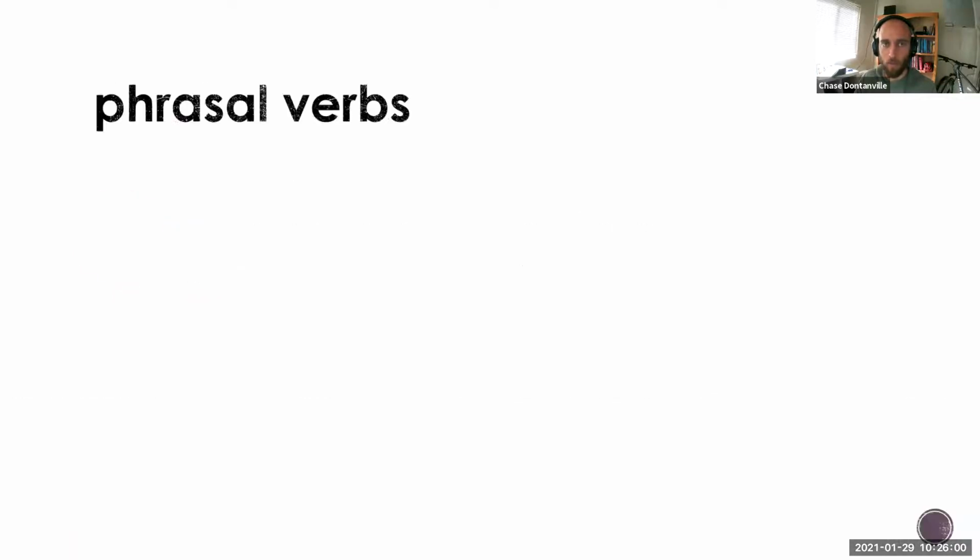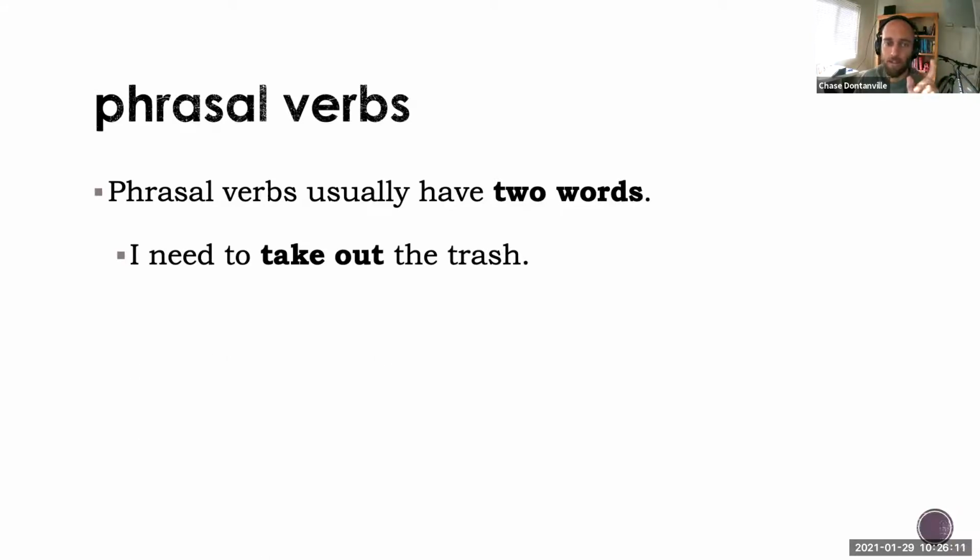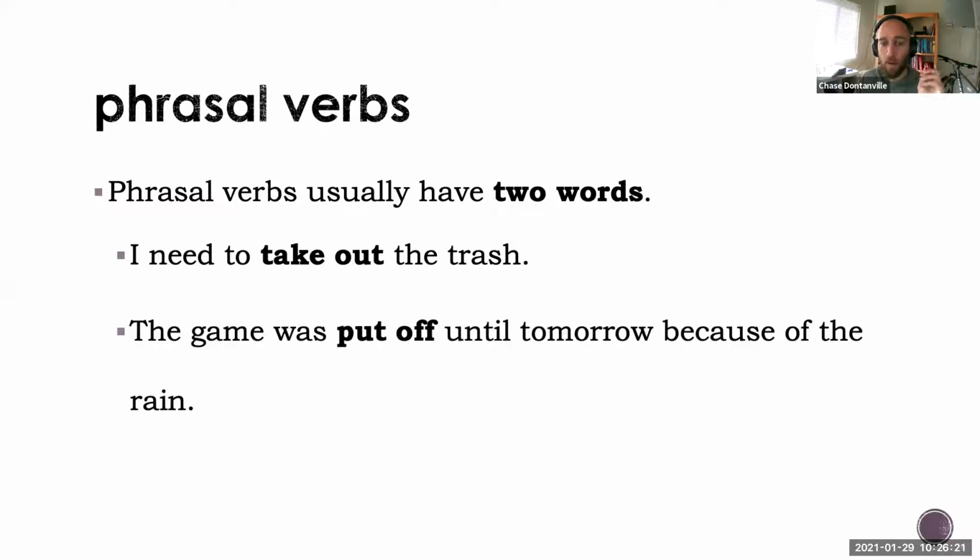Phrasal verbs, what are they? Phrasal verbs usually have 2 words, okay? That's why we call them phrasal verbs. For example, I need to take out the trash. Take out is a phrasal verb. We have take and out, 2 words for 1 meaning. The game was put off until tomorrow because of the rain. Put off, 2 words, but 1 meaning. It's a phrasal verb. Put off means delay.